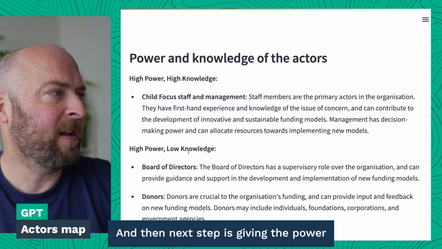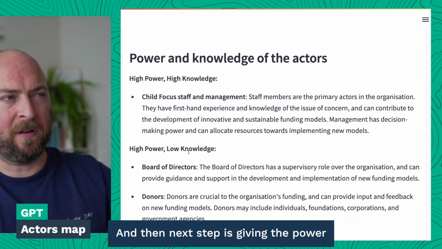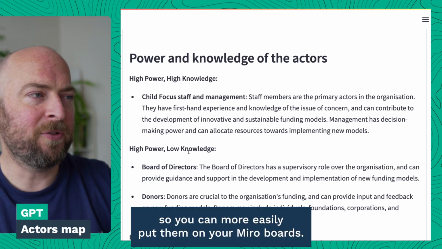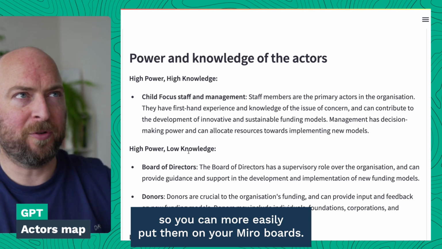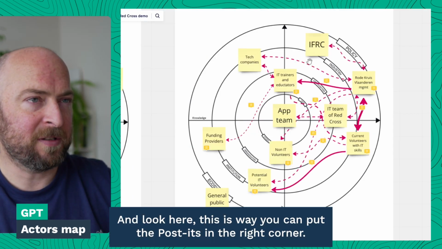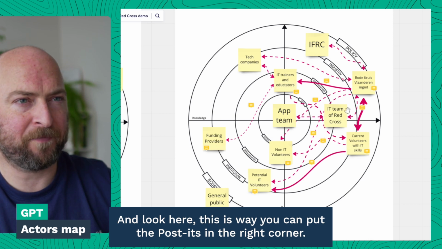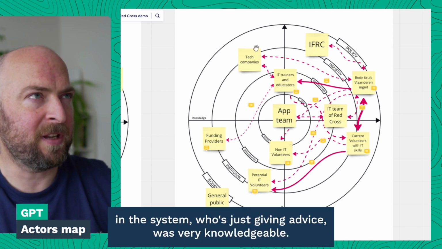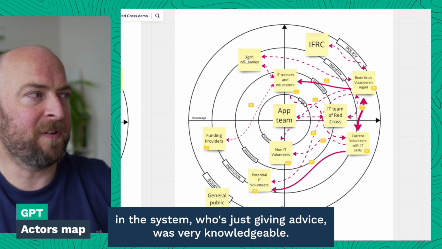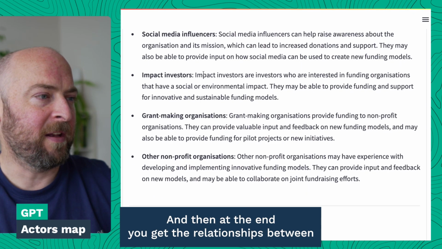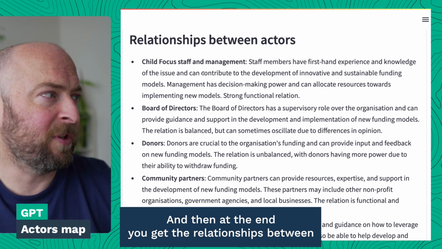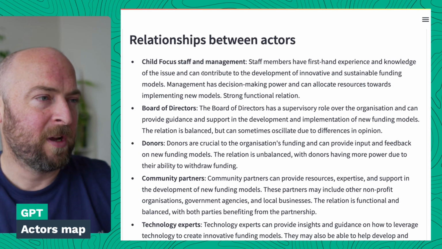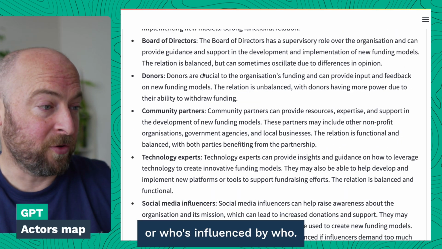And then next step, it's giving the power and knowledge of the actors within the system, so you can more easily put them on your Miro board. I like here, this way you can put the post-its in the right corner, so you can start to figure out who has agency in this system, who is just giving advice, who's very knowledgeable. And then at the end, you get the relationships between the actors to start figuring out who has influence on who, or who is influenced by who.